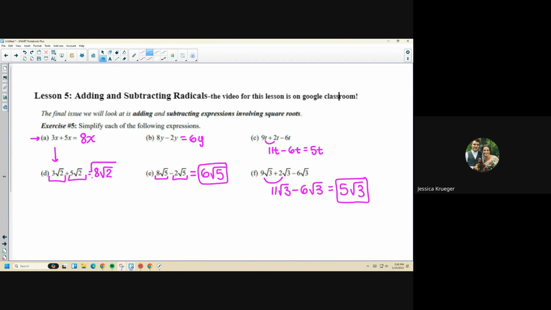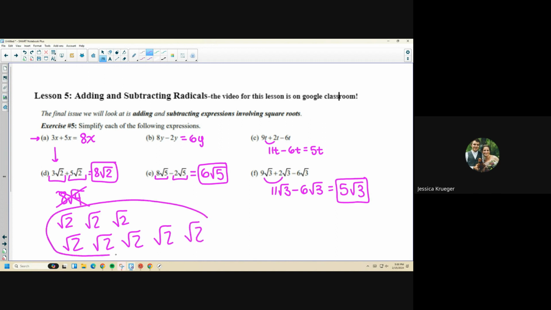Number one mistake students make is, like for part D, they might say it's 8 radical 4. Well, there are no radical 4's up here. I've got 3 radical 2's that are sitting here. And then I'm going to add to it 5 more radical 2's. So there are no radical 4's here. I just have a bunch of radical 2's, and how many do I have? I've got 8.